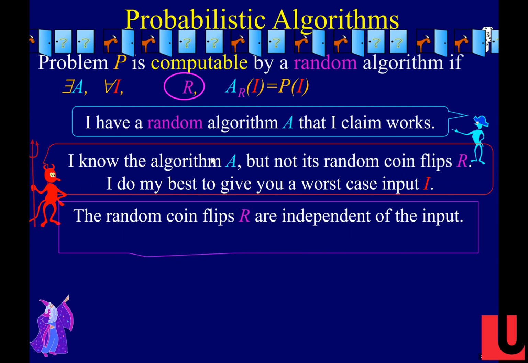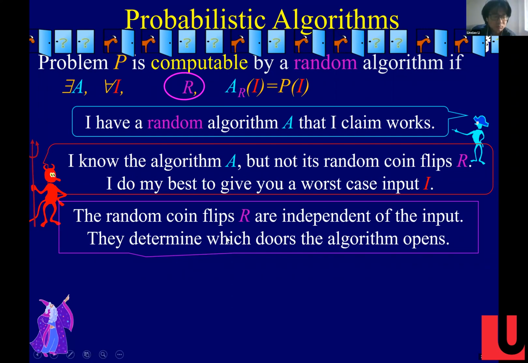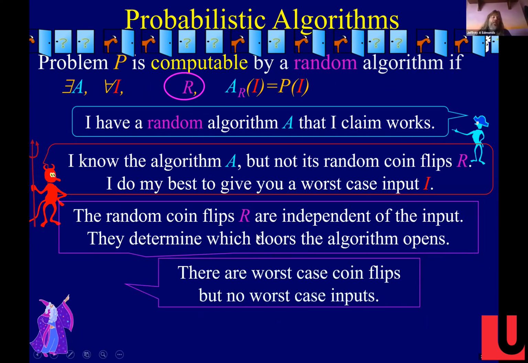Yeah, thanks. All right, then after the player chooses where the prizes will be, we flip the coins and decide which doors to open, right? So the point is that there aren't worst case inputs anymore. There's not a worst case where to put the prize. There are worst case coin flips, right? There are bad coin flips, which means that you'll never find a prize. But they happen with small probability.